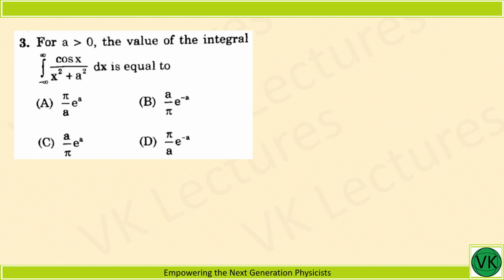Here the question 3, for a greater than 0, the value of the integral, that is integral from minus infinity to plus infinity, cos x by x square plus a square dx is equal to. Now this is from complex analysis. Here let us take the function f of z equal to cos z divided by z square plus a square.